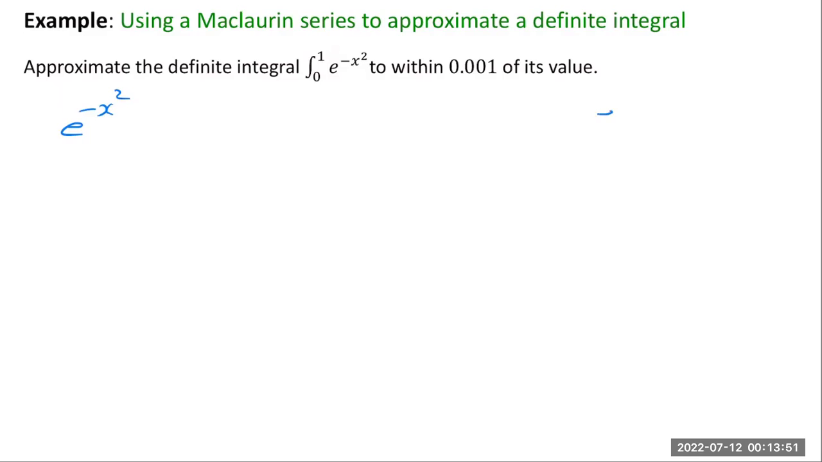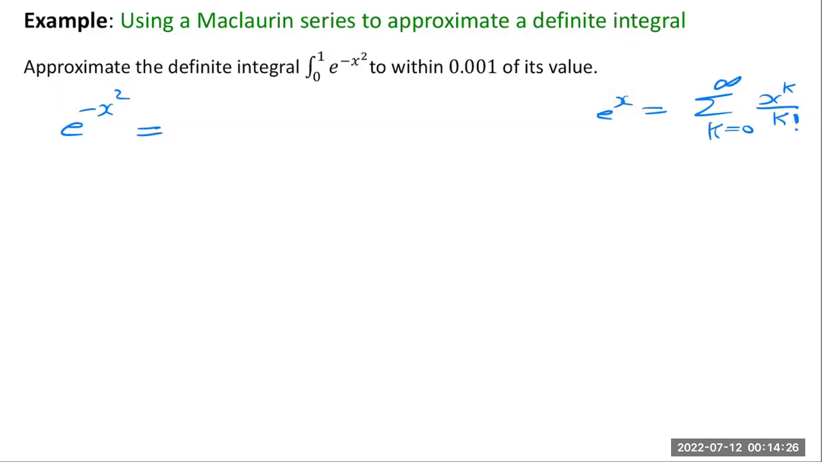Well, we know the Maclaurin series for e to the power x, right? That is the sum from k equals 0 to infinity of x to the power k divided by k factorial. Remember, k factorial is 1 times 2 times all the way up to k. Now if you know the Maclaurin series for e to the power x, can you find the Maclaurin series for e to the power minus x squared? Of course, yes. All you need to do is replace your x by minus x squared. That will give you the Maclaurin series.